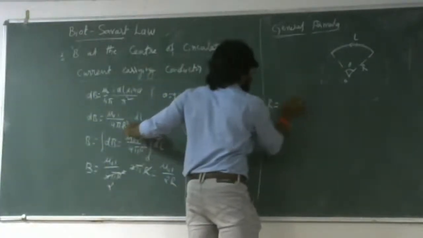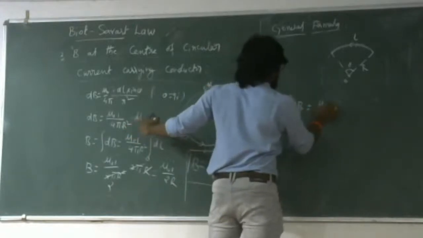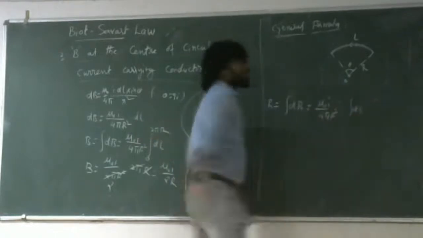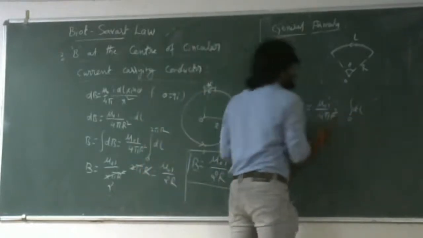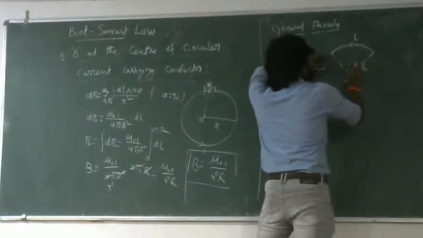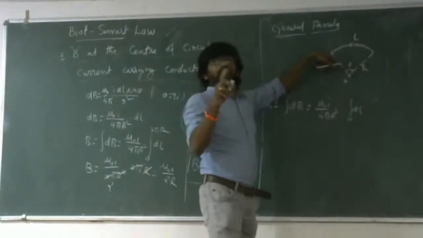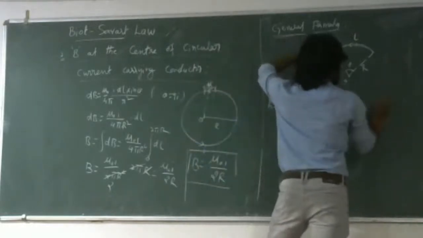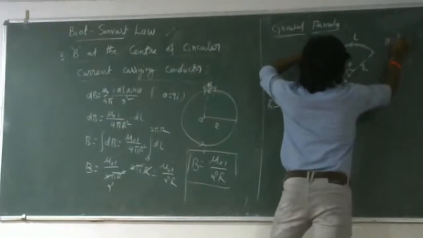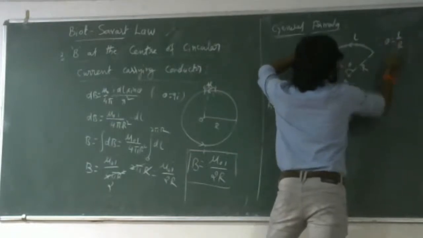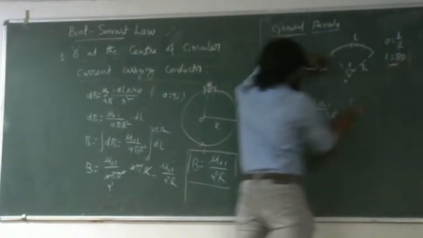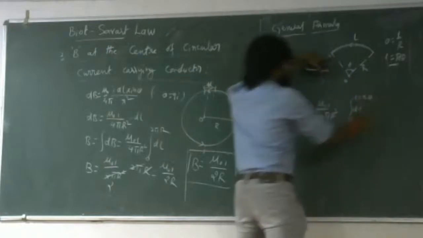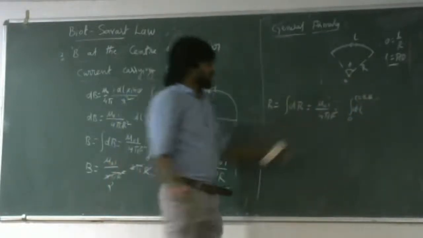B is equal to the integral of dB, which is mu naught I by 4 pi r square into the integral of dl, which is L only. But here L is going from here to here. What is the length in terms of the angle and radius? That is the point. You know angle equals arc by radius, L by r. So L is equal to r theta. So the integral goes from 0 to L, and the length of this arc is nothing but r theta. Is this clear? The limit. So the integral of dl is L.